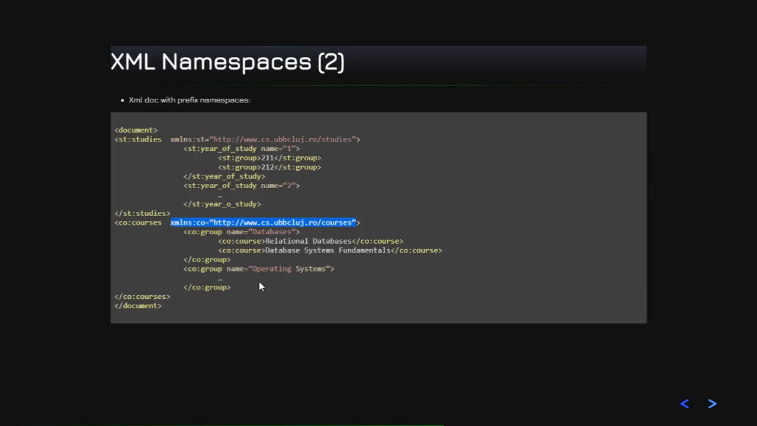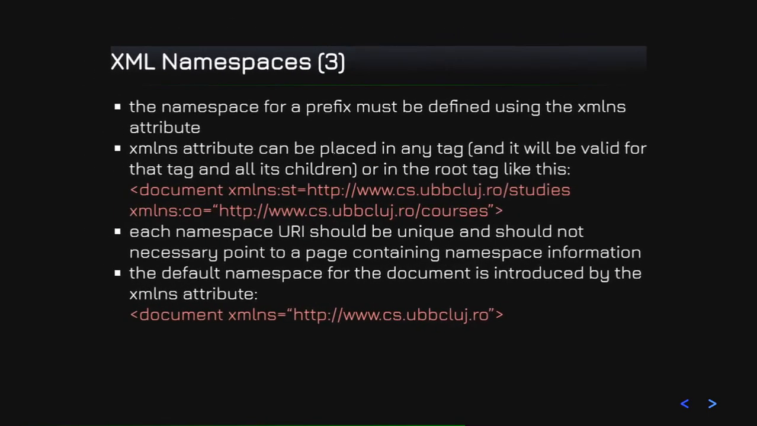Okay, and then if I have in a document several group tags, but if they have different prefixes, they belong to different namespaces, so that a program that parses this document knows that this group, because it has a different prefix which belongs to a different namespace, is very different than this group. Okay. So this is what namespaces are.